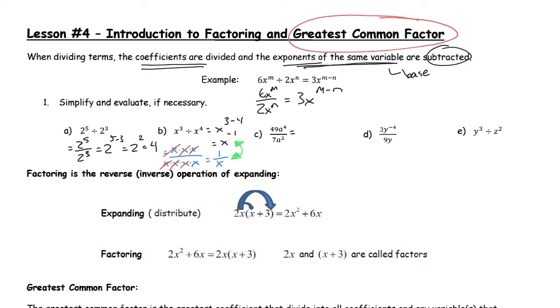Here, my coefficients are 49 and 7, so 49 divided by 7 is 7. And then I've got a to the 4 over a squared, so a to the 4 minus 2. So 7 times a squared.